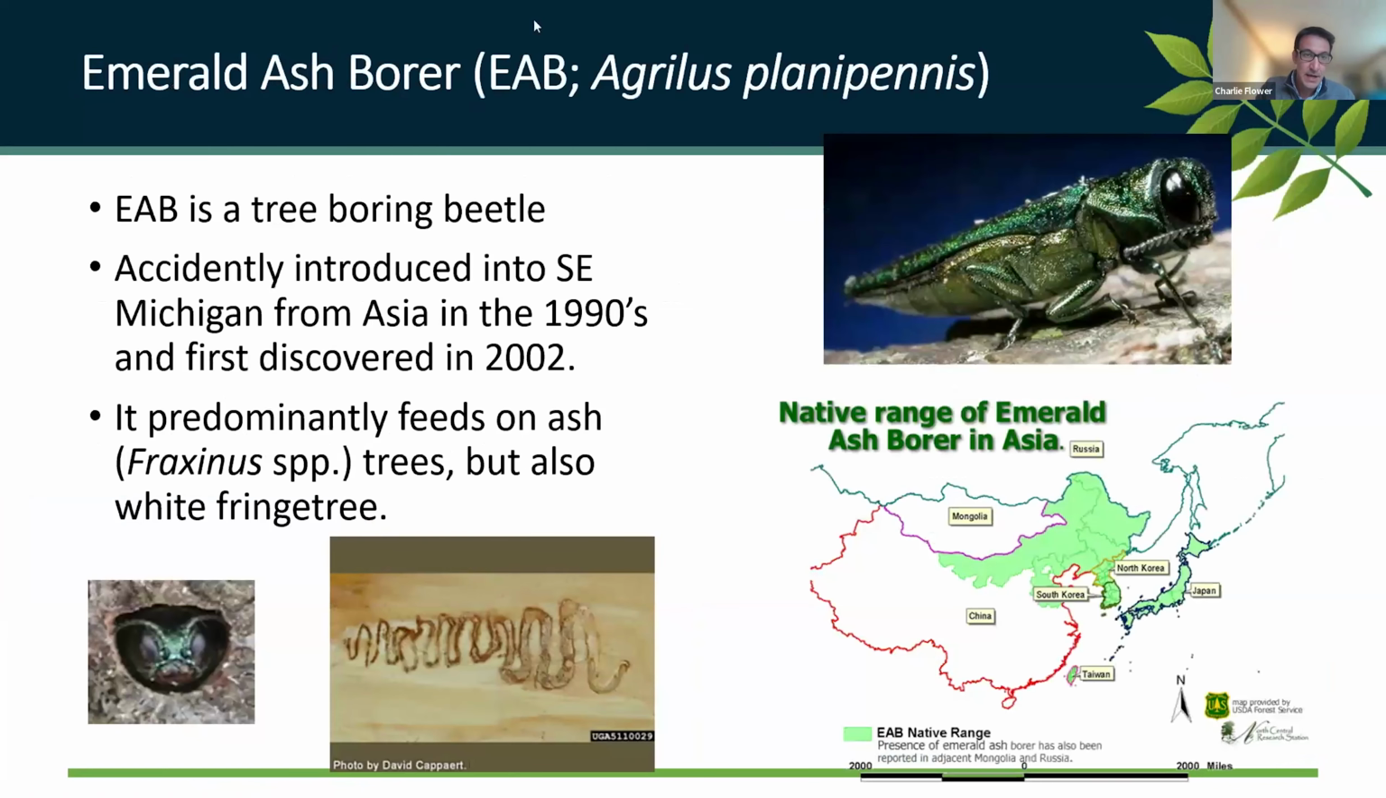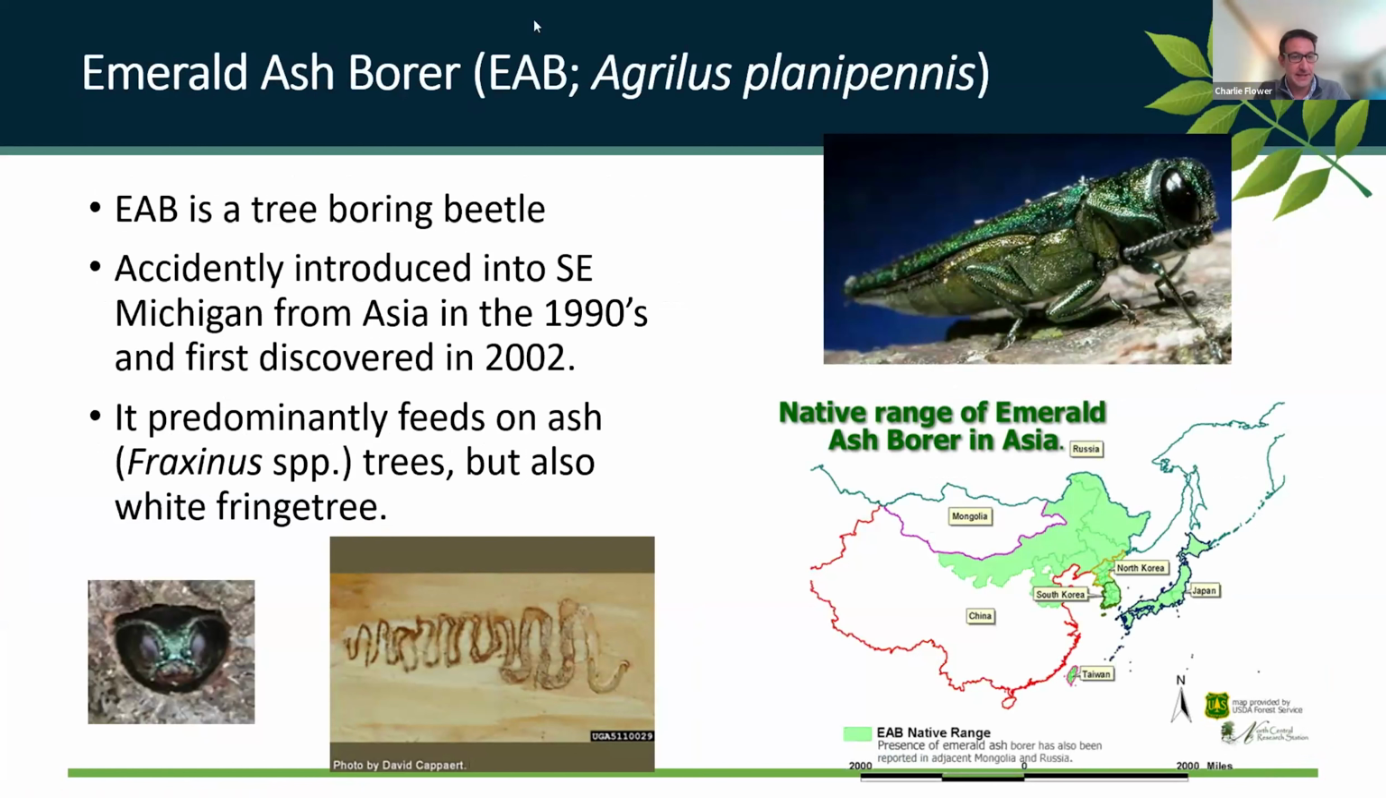I came from a forest ecology lab at Ohio State studying forest carbon dynamics, and I was interested in placing that into a disturbance setting. When I started my PhD work, emerald ash borer had moved in. Emerald ash borer is a tree boring beetle, which was accidentally introduced into southeastern Michigan from Asia in the 1990s and first discovered in the early 2000s.